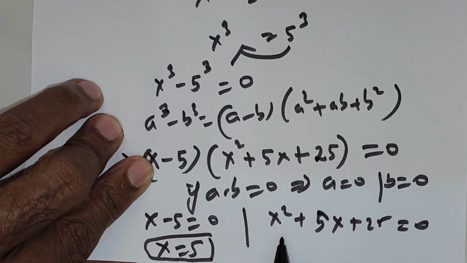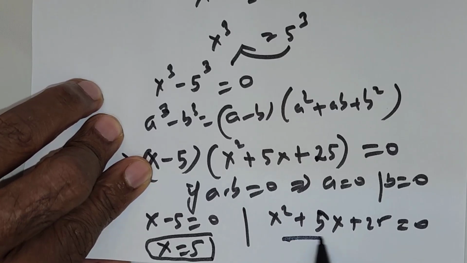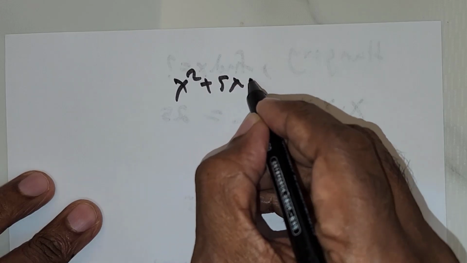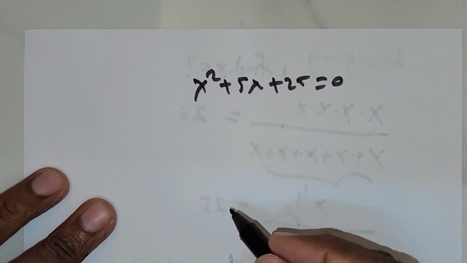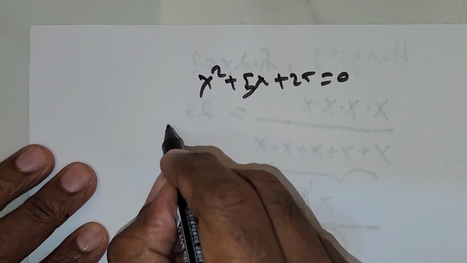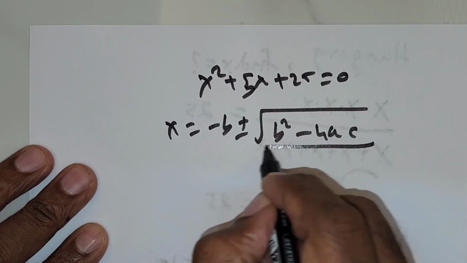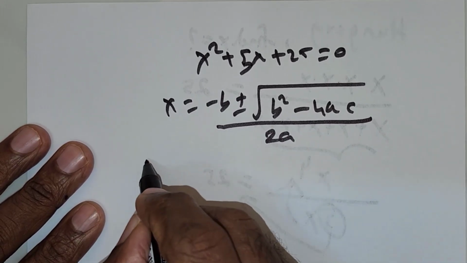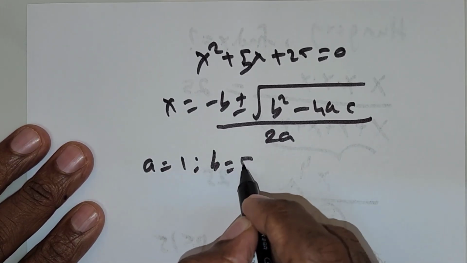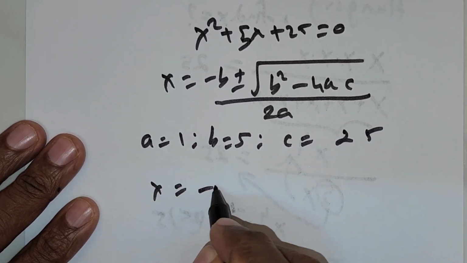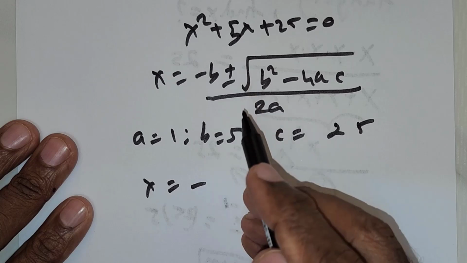Now let me move to the next page. To solve x squared plus 5x plus 25 is equal to 0, I will use x is equal to negative b plus or minus root of b squared minus 4ac, divided by 2 times a, the quadratic formula, where a is equal to 1, b is equal to 5 and c is equal to 25. So substitute the values of a, b, c into the quadratic formula.